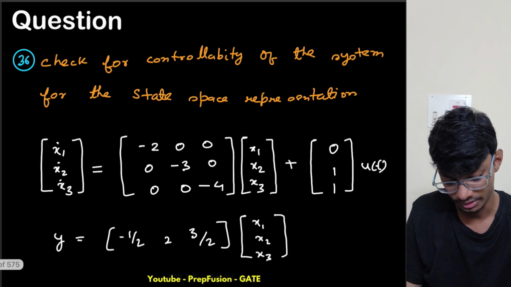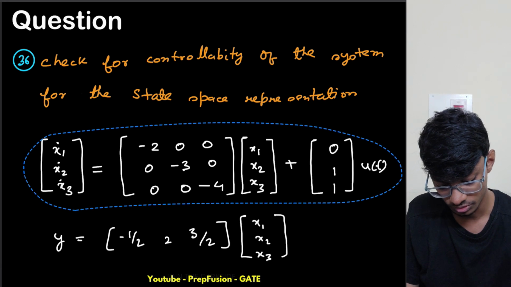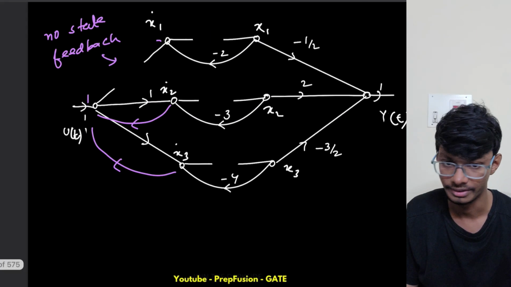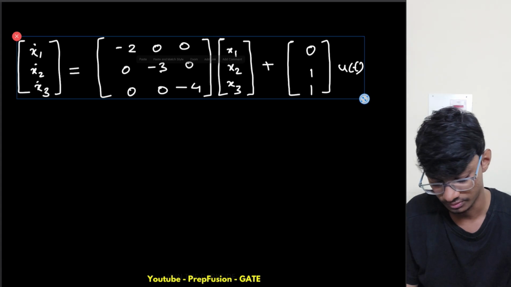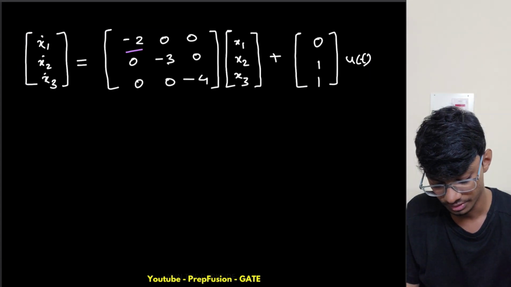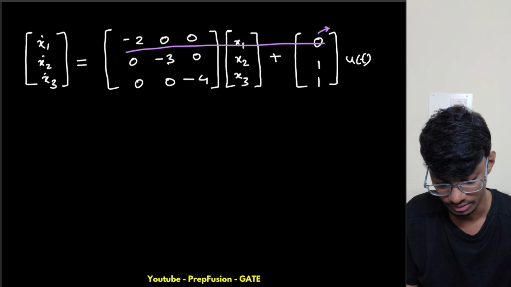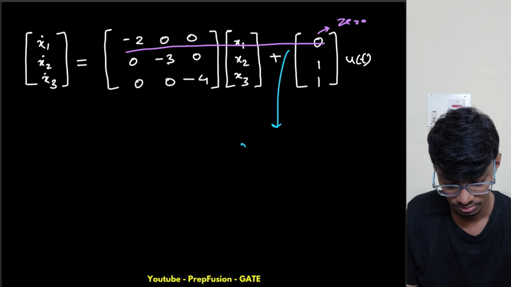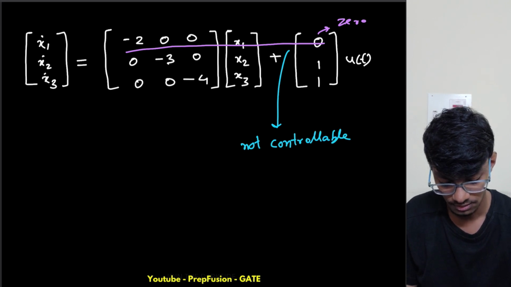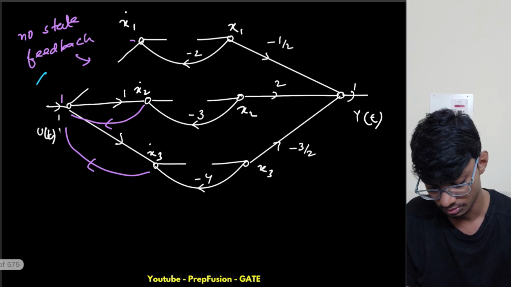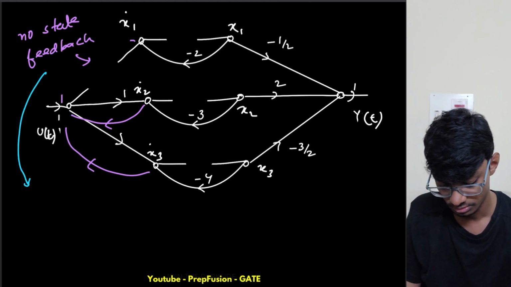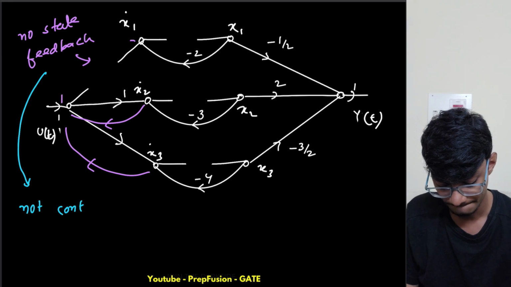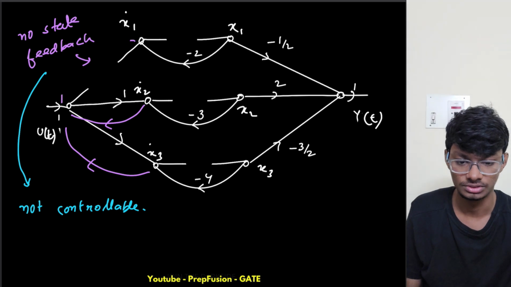Or from the row, from this rule also, the Gilbert's test of diagonal matrix, you can understand. We have done that already, that's why I'm not repeating it. So from here also you can see that this is 0, hence not controllable. And this is also no feedback, hence not controllable. Okay, so yeah, this was basically it.